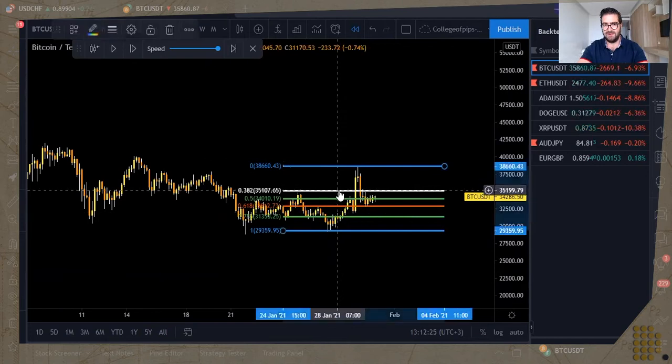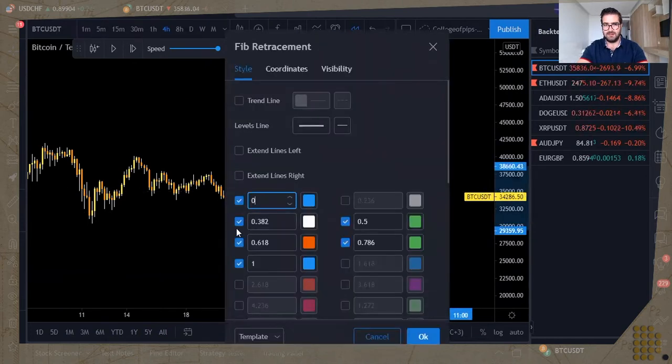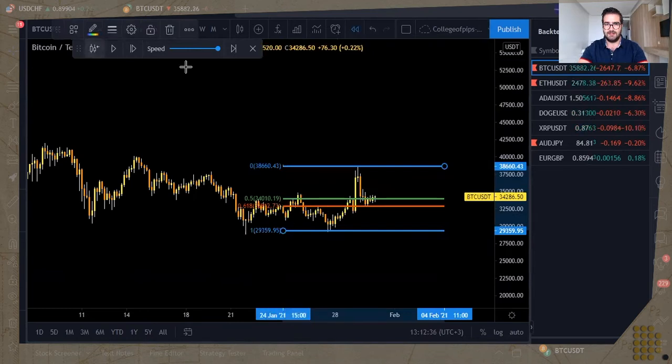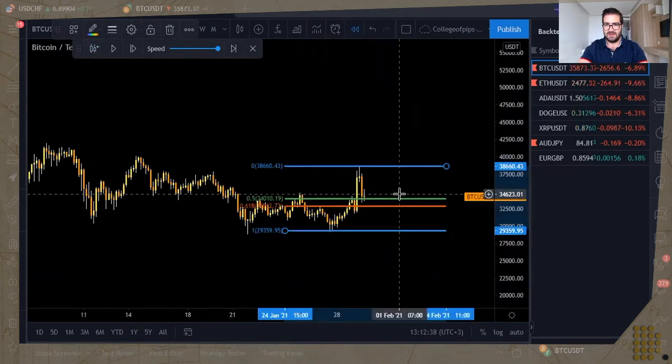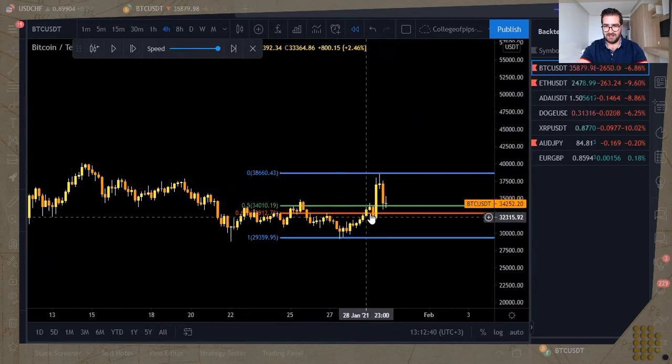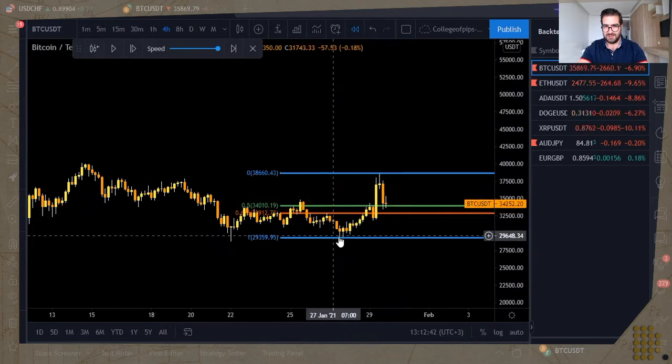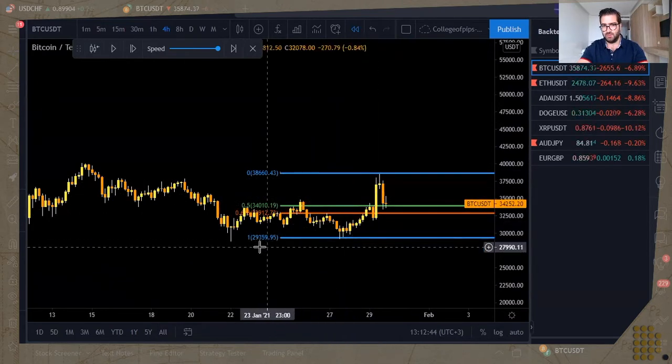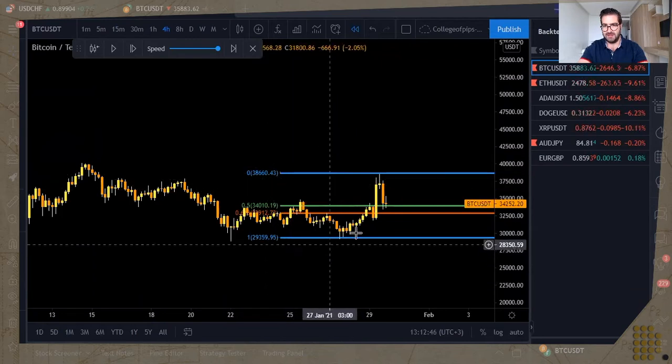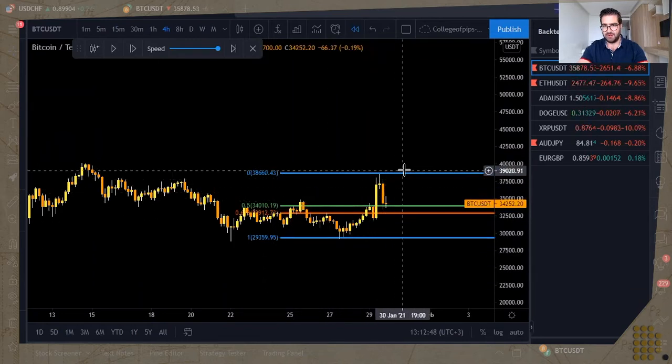The most common levels, as I said, are the 61.8 and the 50. So I will leave the 50 and the 61.8. Okay, so this is the beginning of the impulse, and I put the 1 to the downside and 0 to the upside. So we have an impulse and then a correction.